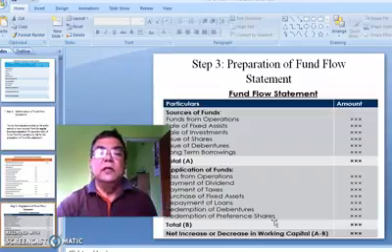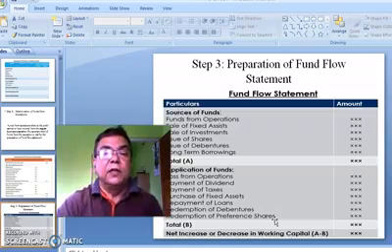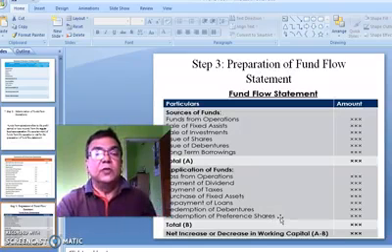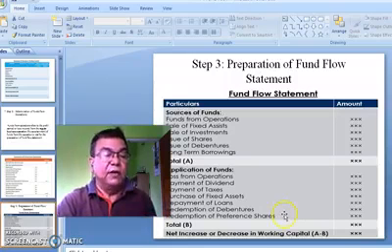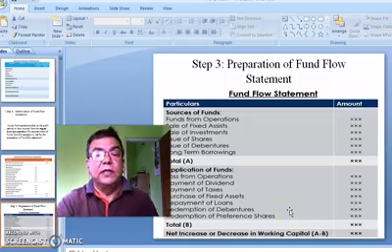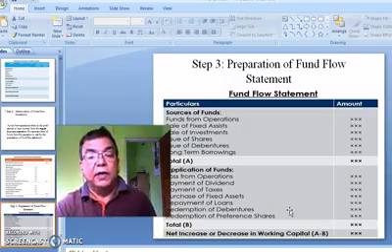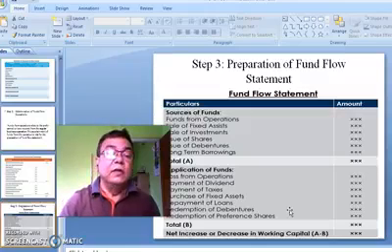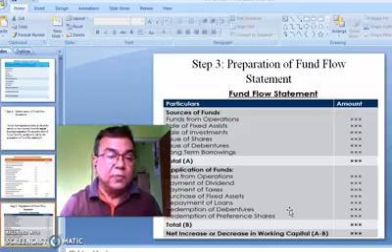The next is the preparation of the fund flow statement. The fund flow statement is prepared in this way: sources of fund and application of fund. Under the sources of fund, some items are shown here, such as fund from operations and sale of fixed assets, and under application of funds, items such as loss from operations and payment of dividend. So in that way, the fund flow statement is prepared.